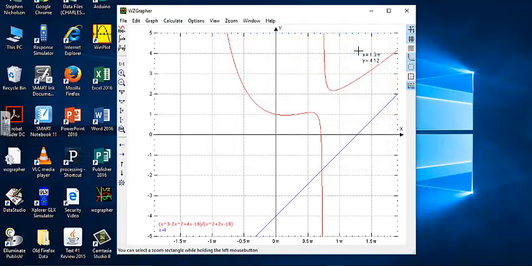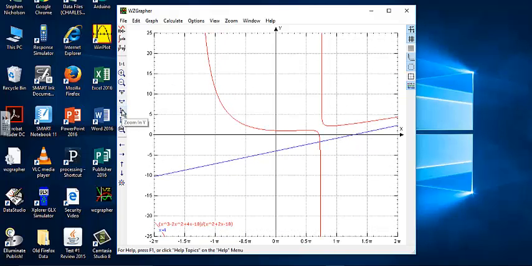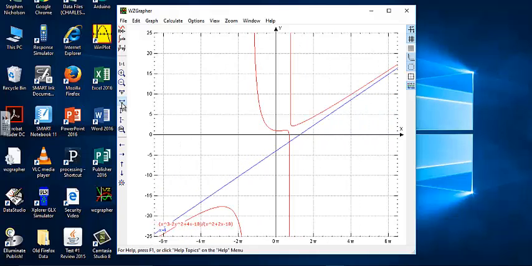And when you first plot it, it doesn't look like it's working, but you've got to zoom out. So we're going to zoom out here. Let's zoom out in the y direction. And then we'll zoom out in the x direction. There we go.